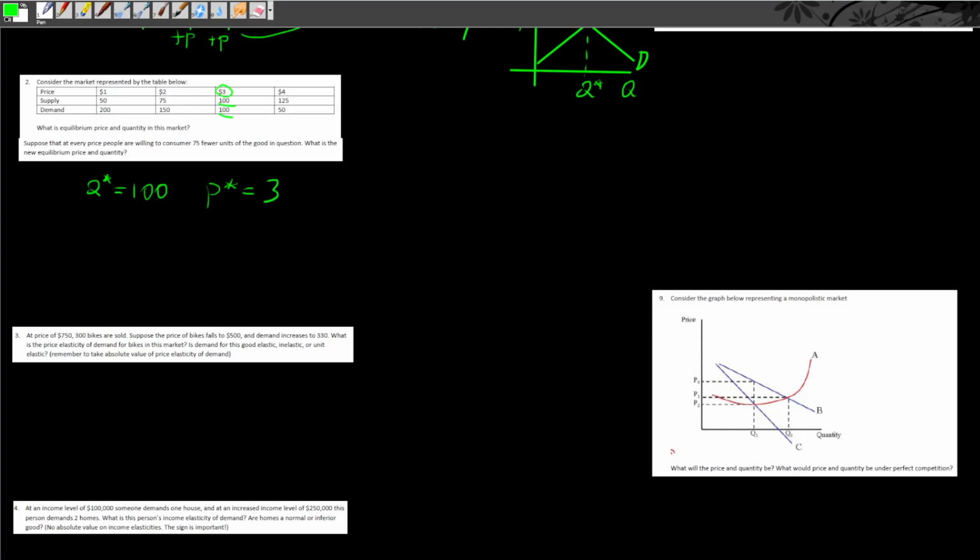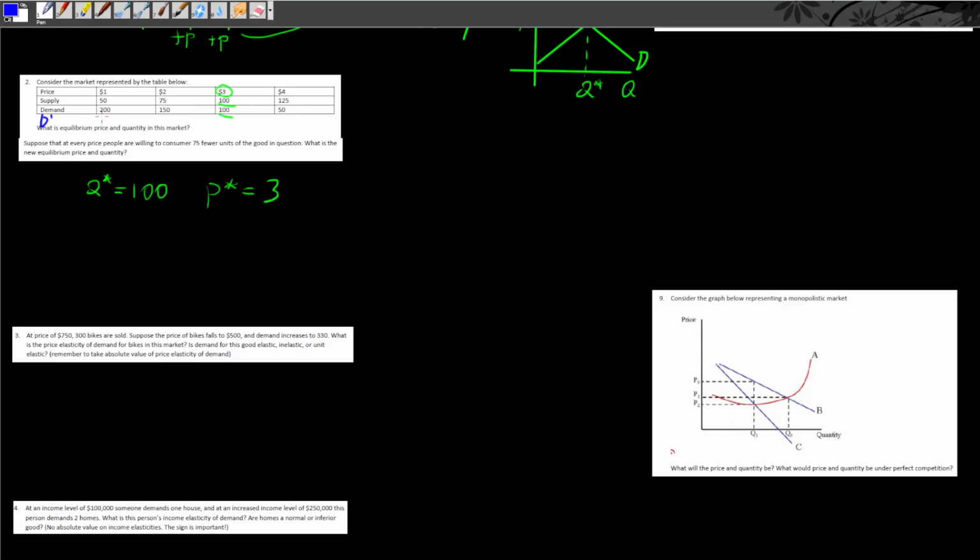So now the second part of the question is, suppose that at every price people are willing to consume 75 fewer units of the good in question, and then what would the new equilibrium price be? So to figure that out, we have to write out a new demand schedule, right? Because if people are willing to consume less, then that's a demand effect, right? So we'll call this D prime. And so what we need to do is just subtract 75 from each value that appears here.